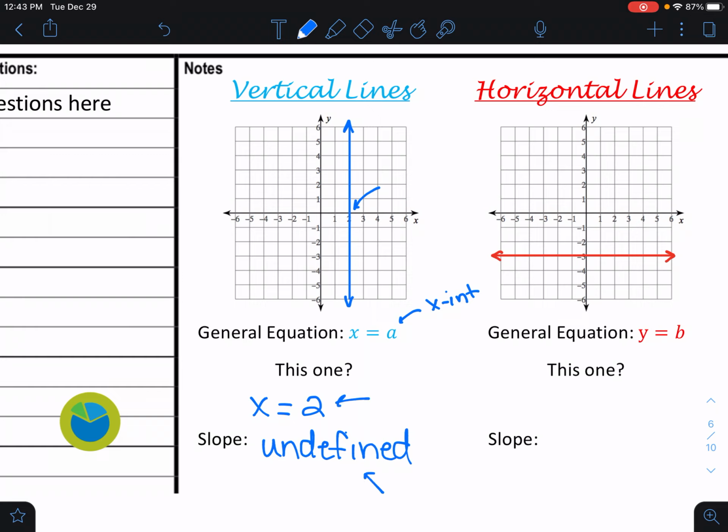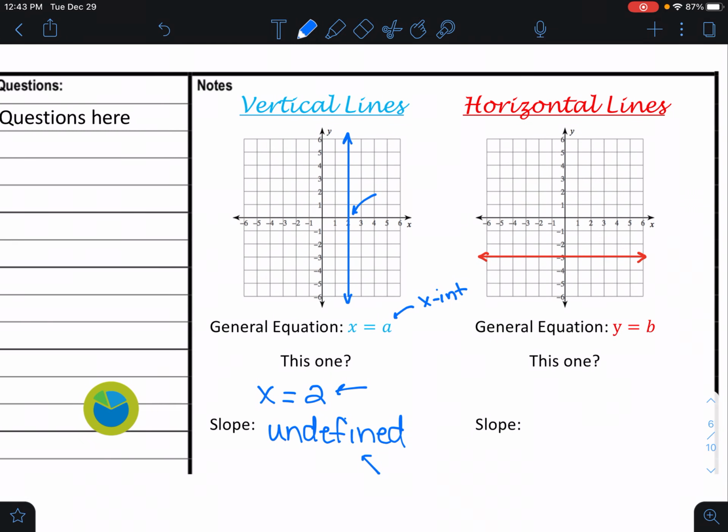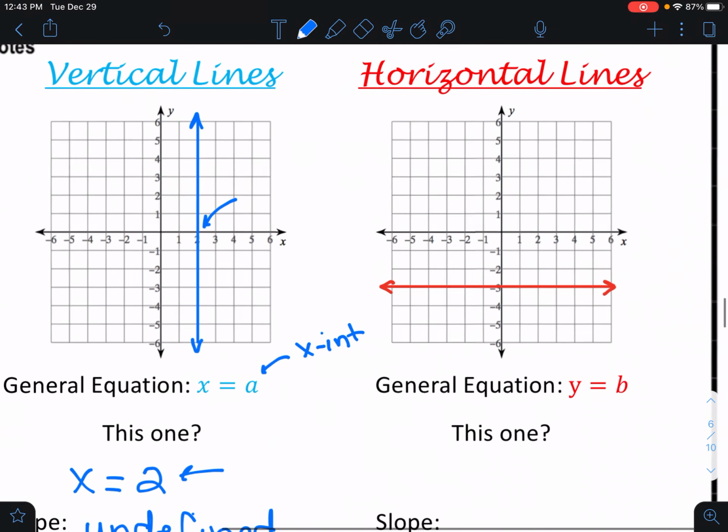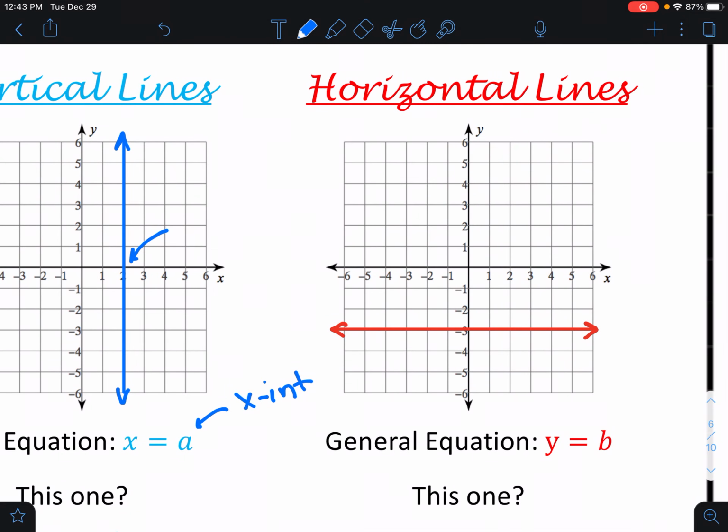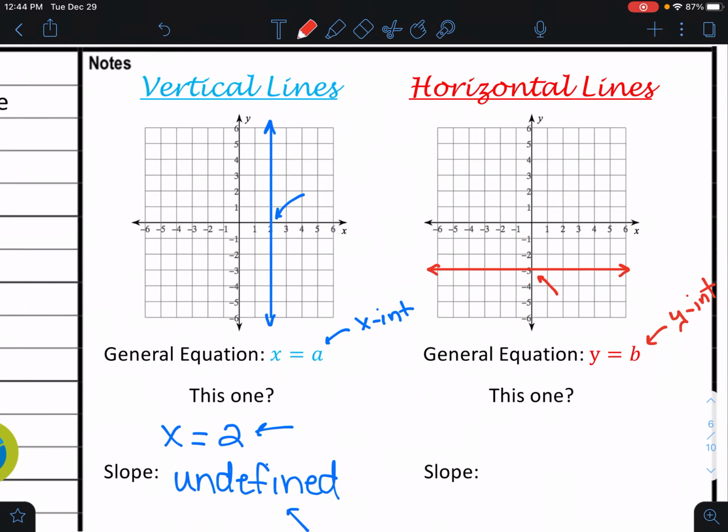Okay. Now, horizontal lines, like this one right here, a horizontal line, again, is straight across, just like the horizon. And this general equation here is always y equals b, and b, just like before, is your y-intercept, remember. So where does it cross the y-axis? You can see in the graph it crosses here at -3. So the equation for this line is simply y equals -3.